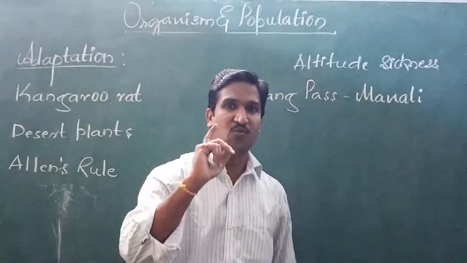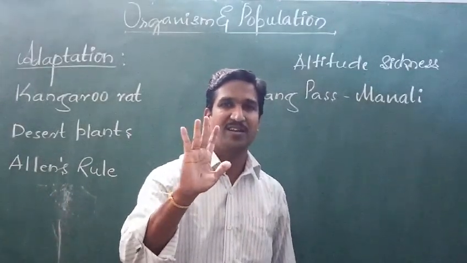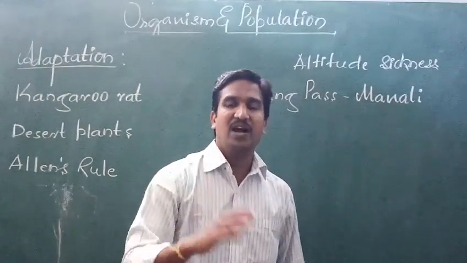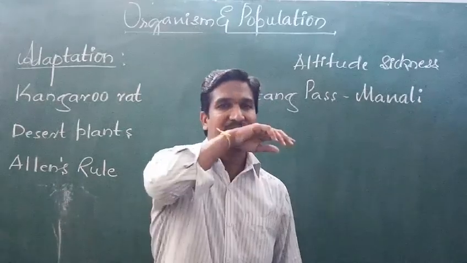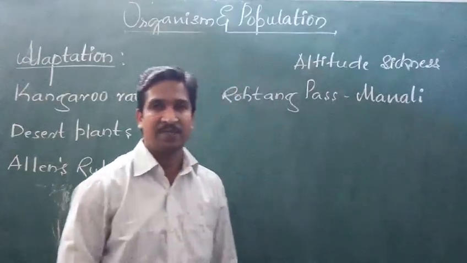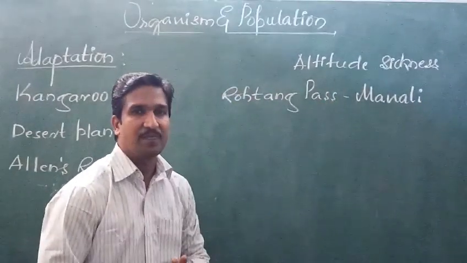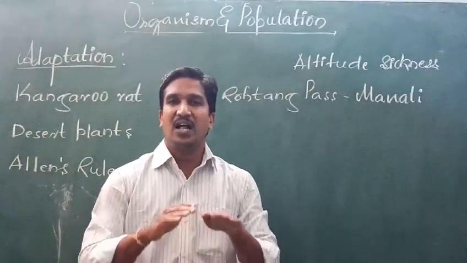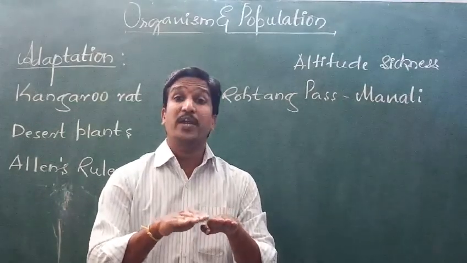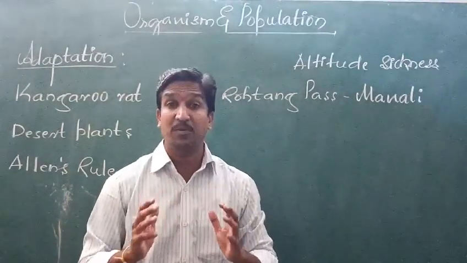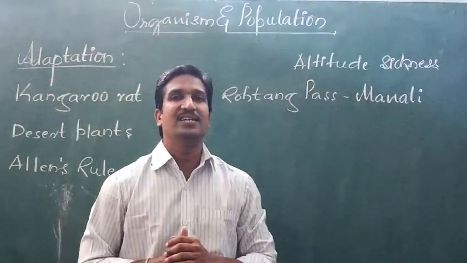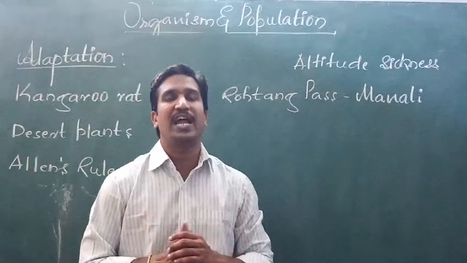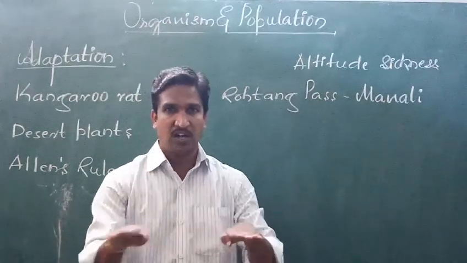It is a most important question for 1 mark, 2 marks, 3 marks or 5 marks. It can be asked any time: What is altitude sickness? Explain altitude sickness. They will just ask you to define altitude sickness. So it is the most important one. Altitude sickness is related to atmospheric pressure. As you know very well, 760 mmHg is the normal atmospheric pressure at ground level.